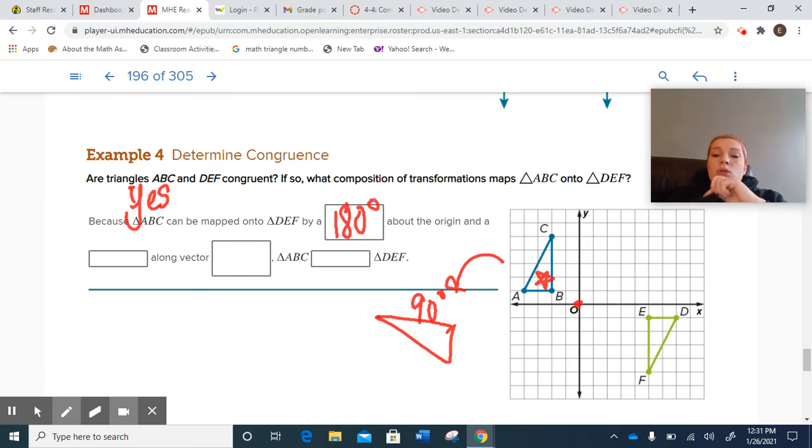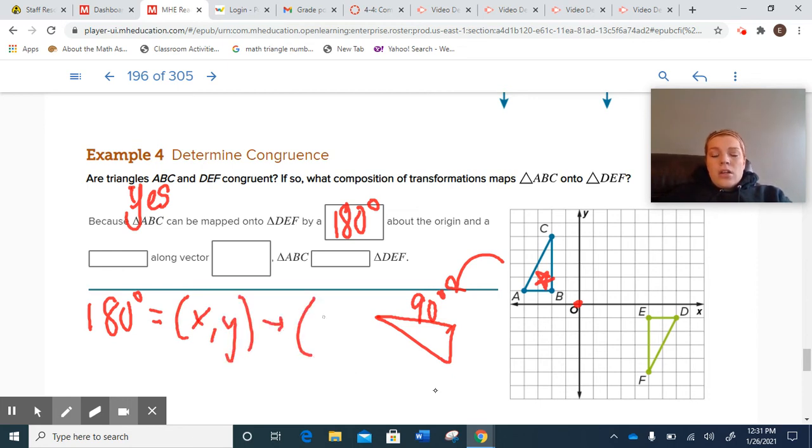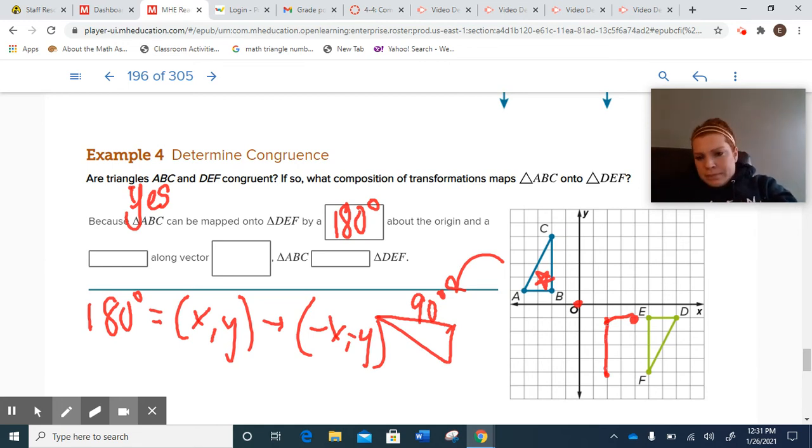Okay. If you do not know where that's going to land you, use the rule. 180-degree rotation, remember, is XY, and you take them and you go negative X, negative Y. But I can tell you right now where it's going to end up. It's going to probably go like this. Like that. That's going to land you a 180 rotation.